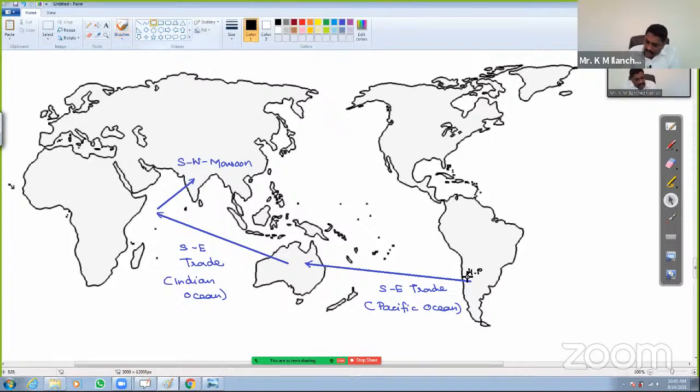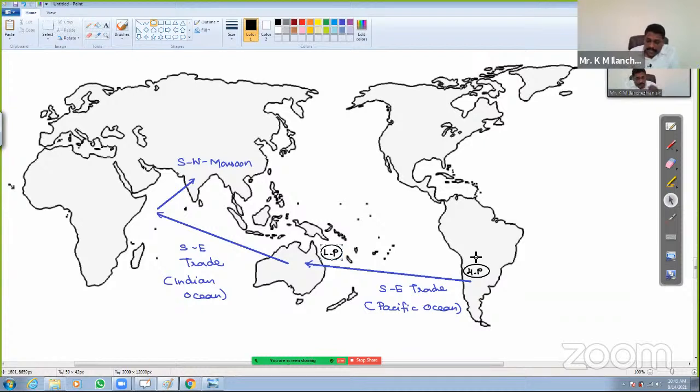Comparatively, my friend, Australian region will be having a low pressure. Very good. This is one understanding. Comparing this Peruvian coast and Australian coast, I have high pressure at Peruvian coast and Australia having a low pressure. Why? Because this is a region where I have warm currents and this is a region where I have cold current.